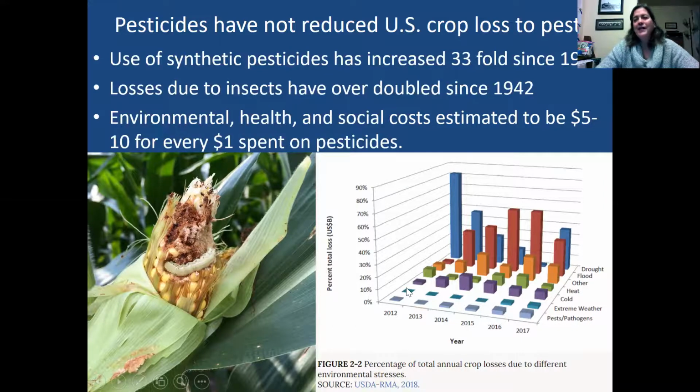a good graphic for this and had a hard time. You can see pesticides is in the front, but being a farmer can be a hard life. Look at all the other things that can affect your crop. This is percent total loss: droughts, floods, heat, cold, it can be difficult. There's a lot of things that can cause your crops to fail.